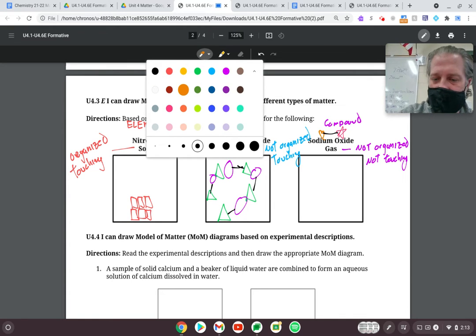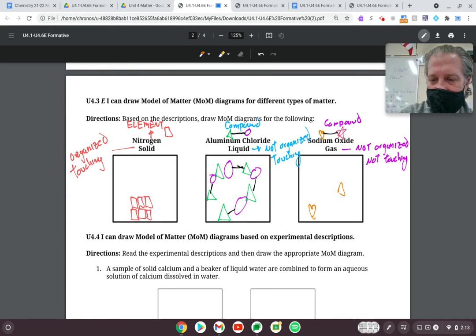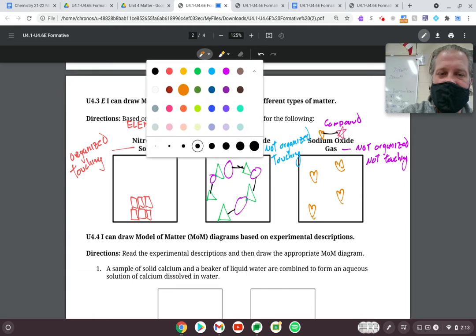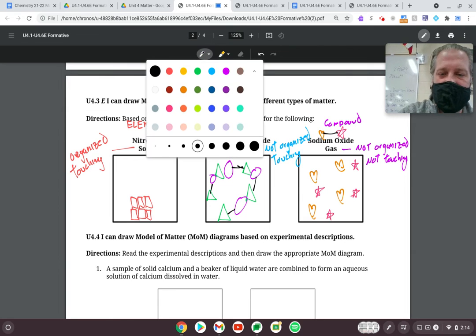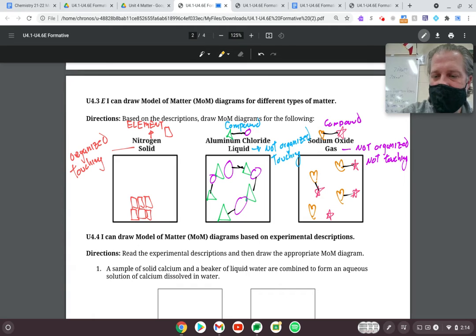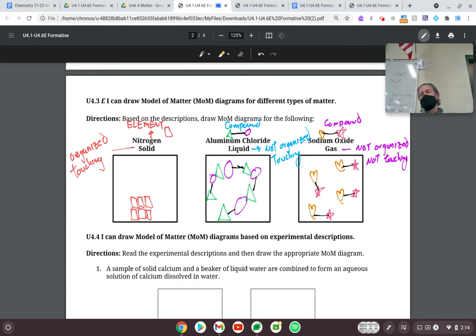So here I'm going to draw like, I don't know, 4 or 5 hearts. That's not a heart. That's the best I got. And then we'll draw some stars. And then we'll draw some lines to indicate that they are bonded together, but not touching and not organized. So that's the best way that we could probably represent a gas. Questions about drawing model of matter diagrams for solid, liquid, and gas.